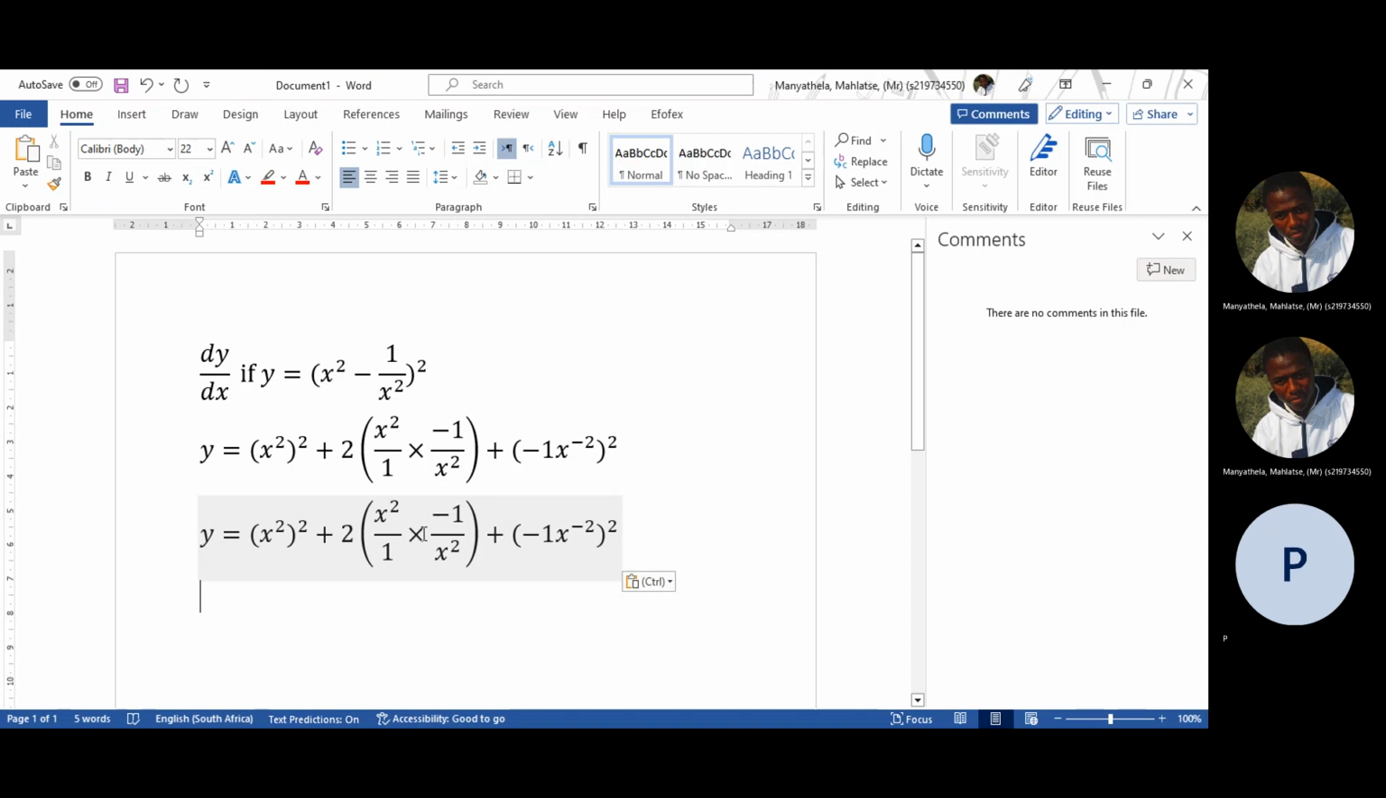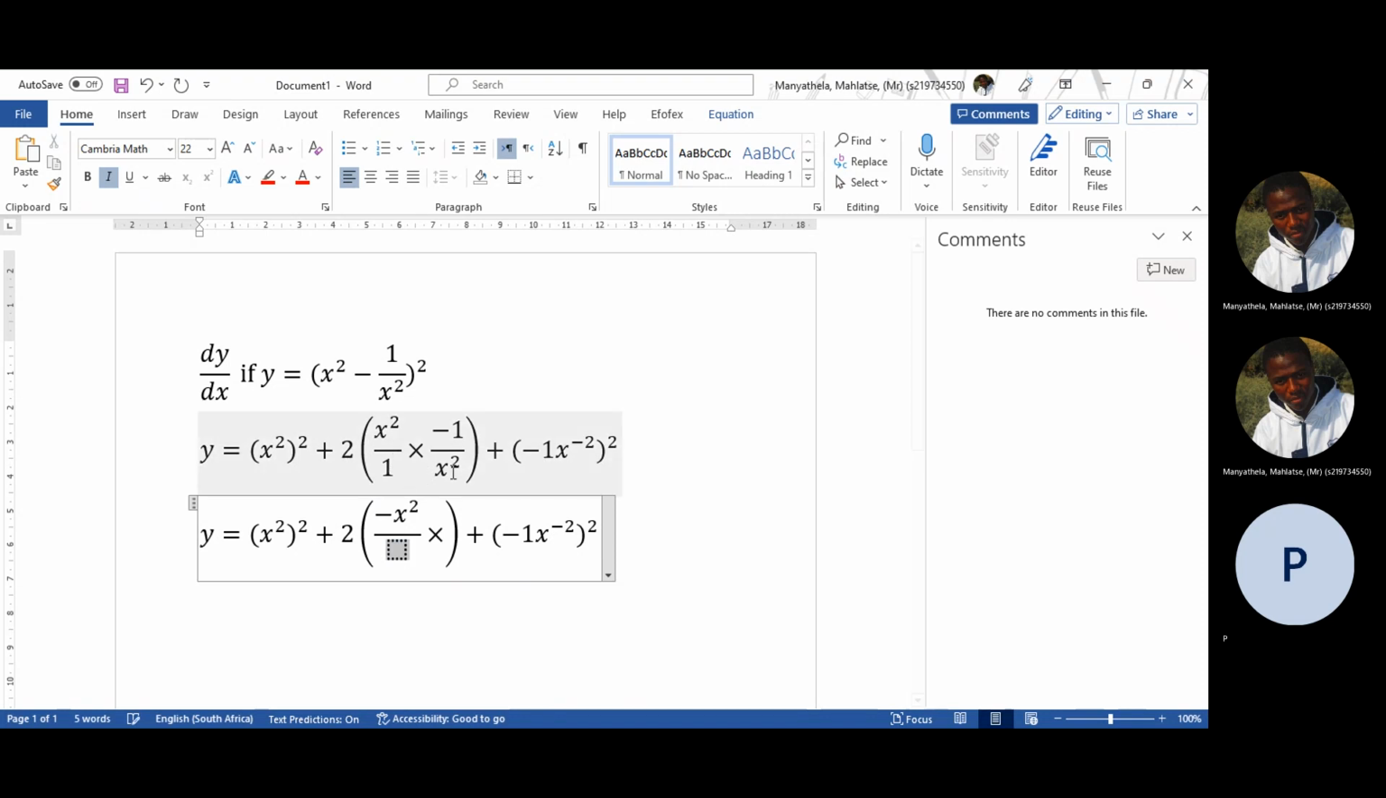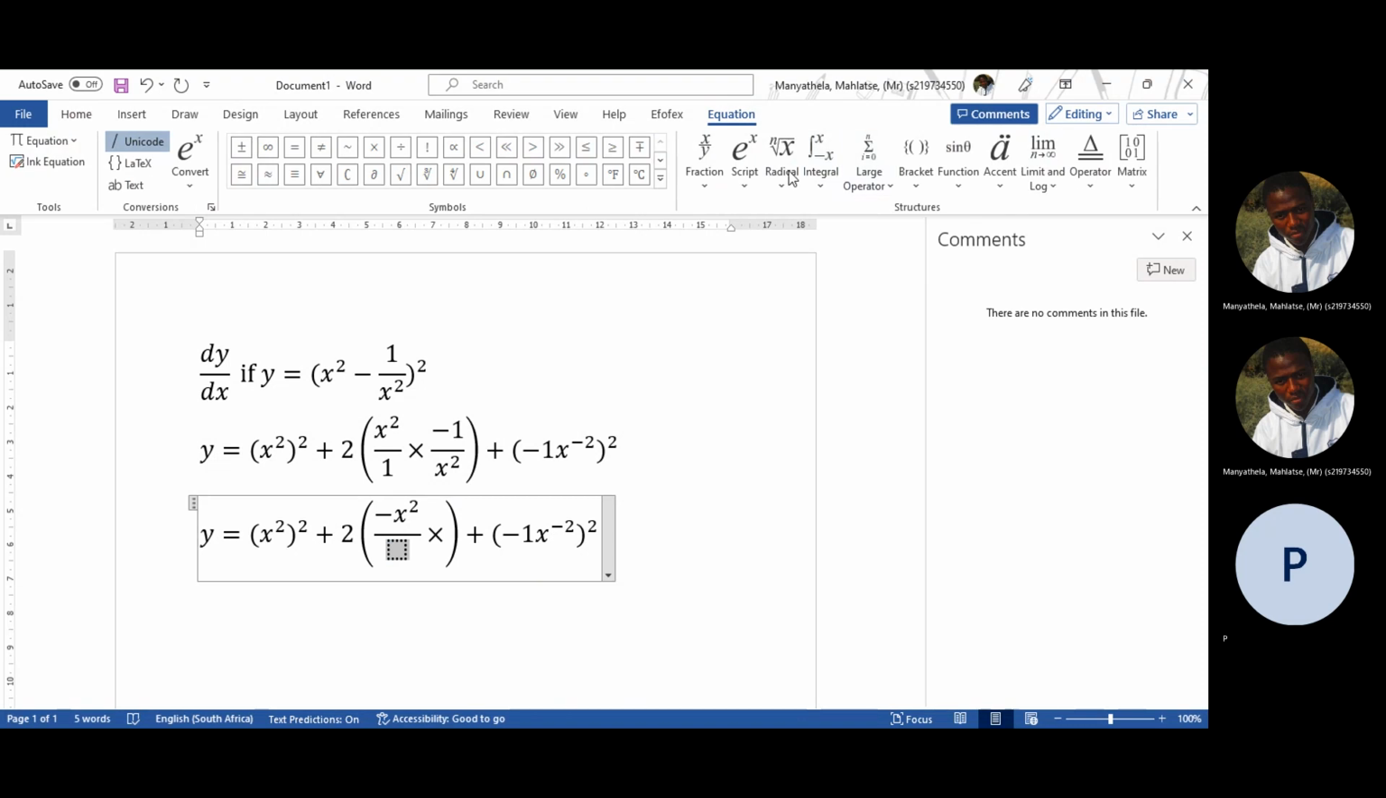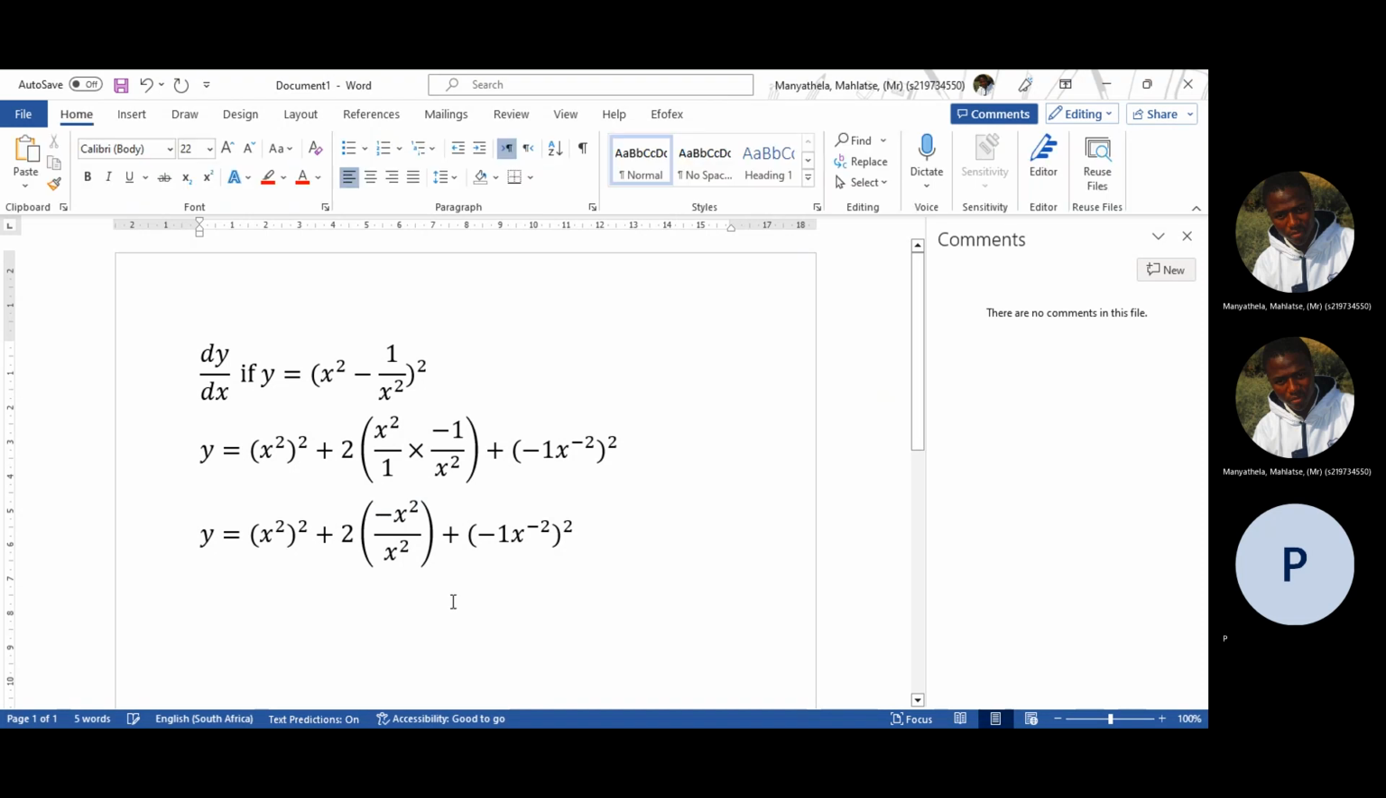If we do this straight multiplication, it will be x squared multiplying negative 1, so we'll remain with negative x squared. And in the bottom we have 1 multiplying x squared, meaning that we are going to be left with x squared.